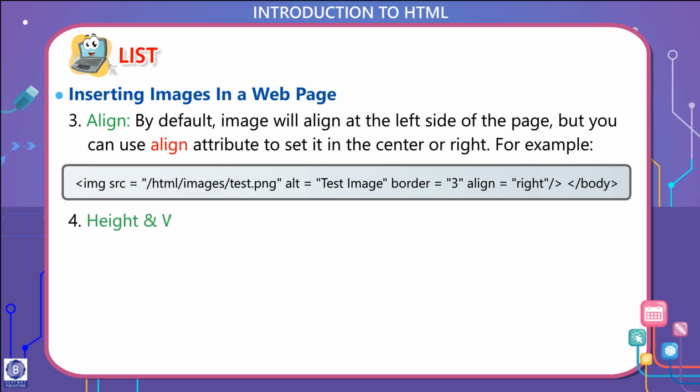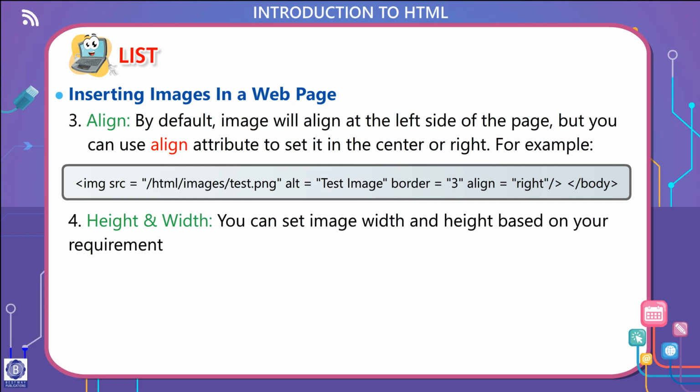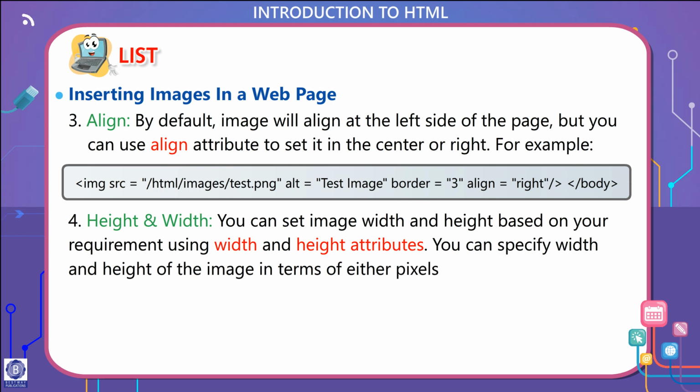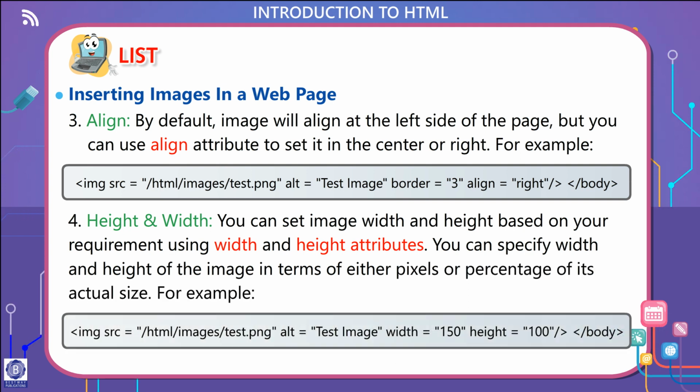Fourth one is height and width. You can set image width and height based on your requirement using width and height attributes. You can specify width and height of the image in terms of either pixels or percentage of its actual size. For example, <img src="/html/images/test.png" alt="test image" width="150" height="100" /></body>.